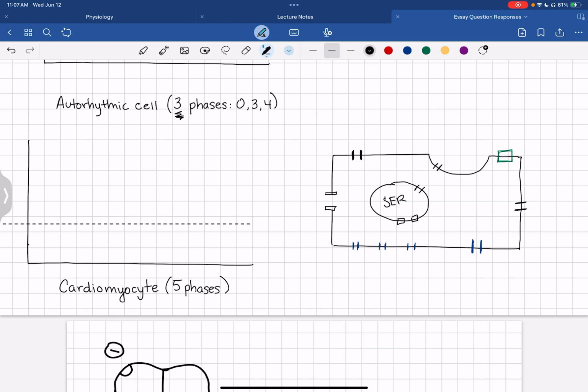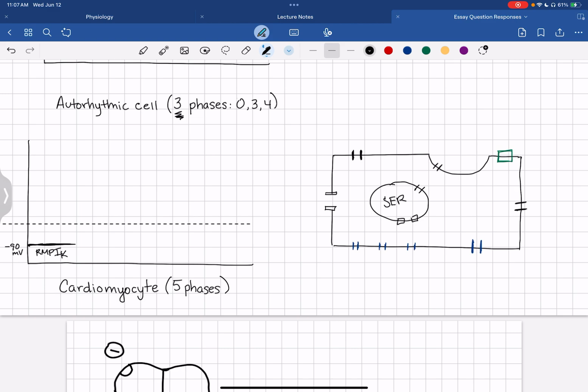So if we start on our action potential chart, we'll start down here. We're looking around negative 90 resting membrane potential, because that's the Nernst potential for potassium. So we're going to have these potassium inward rectifier channels that are open at rest. So we have a lot of potassium in the cell that's keeping the membrane potential low.